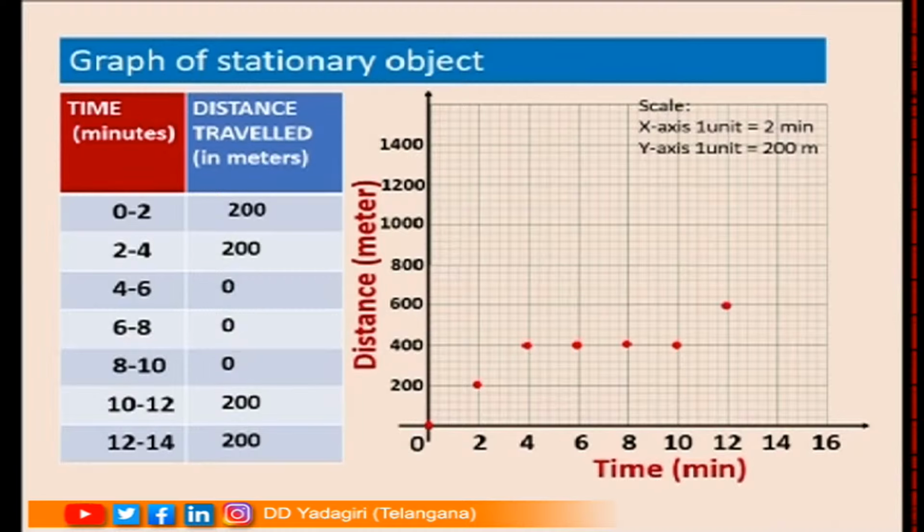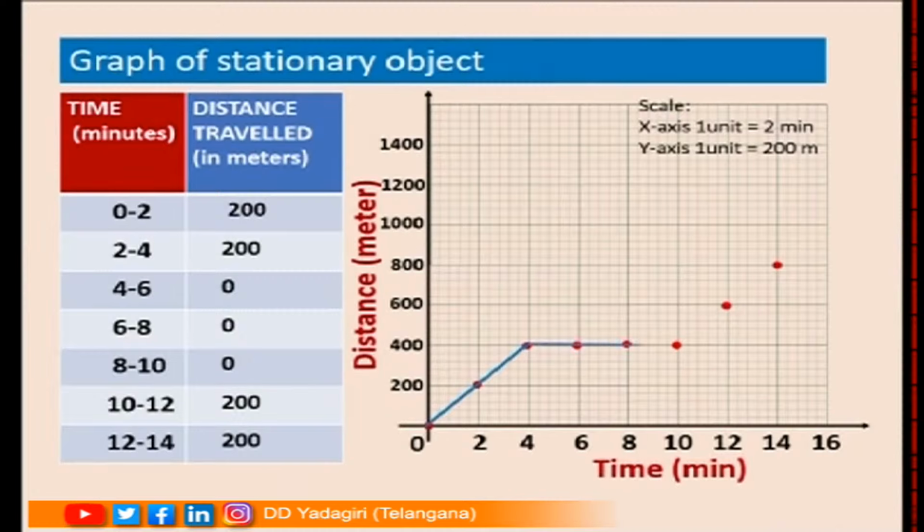In the next 2 minutes it again travels the distance of 200. That's why the value will become now 600. 400 plus 200, it will become 600. So finally after 12 minutes the object covers the distance of 600 meters. And after 14 minutes, again it traveled 200 meters in the last 2 minutes. So that's why it covers the distance totally 800 meters.